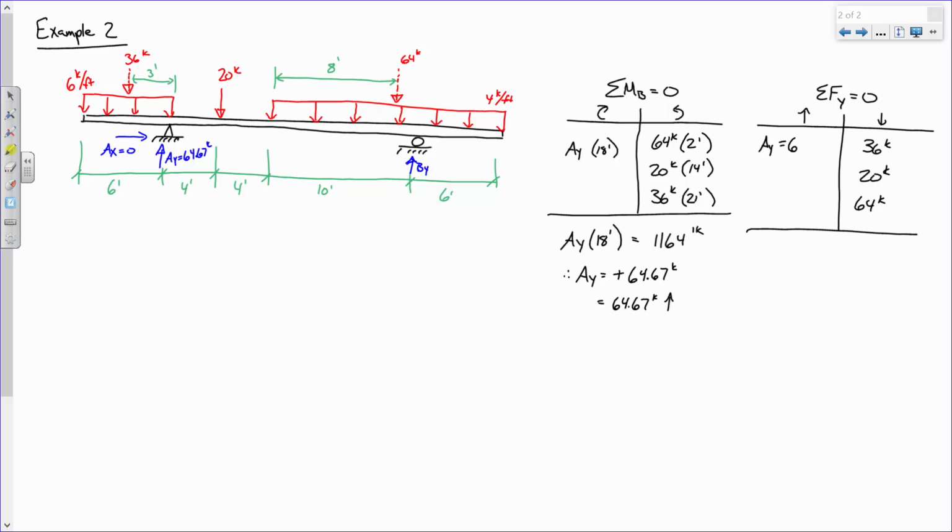So this is 64.67 kips. Then there's BY. So we have BY plus 64.67 kips equals 36 plus 20, that's 56, plus 64, that's 120. And BY is then positive what? 55.33 kips, which is 55.33 kips going upward.